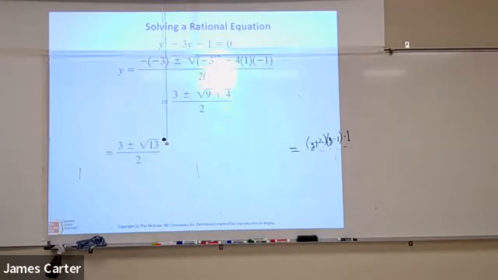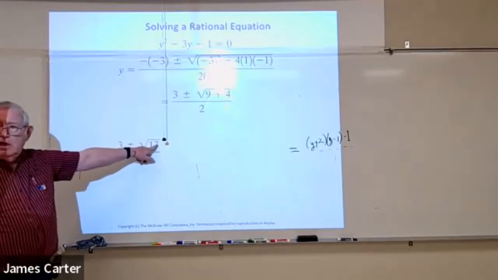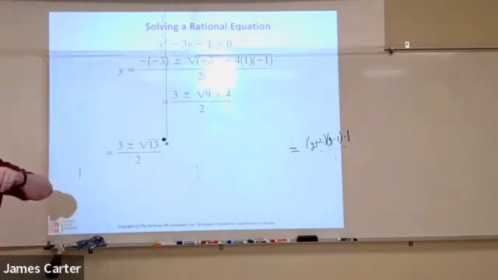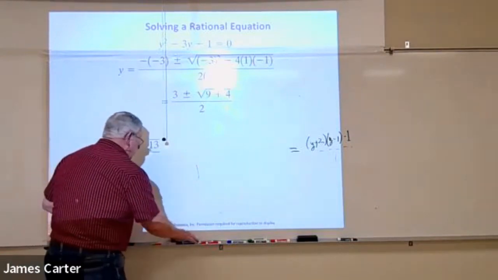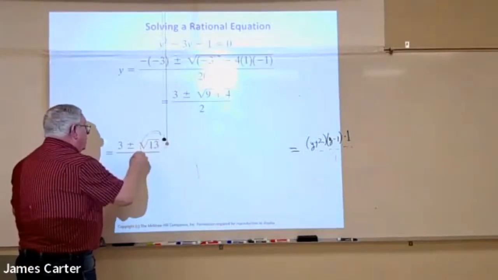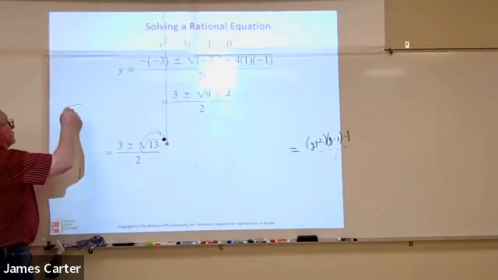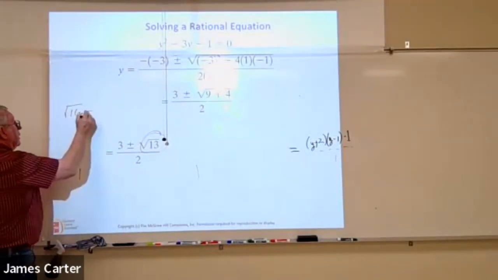What kind of an answer am I going to get? Pair of irrational numbers, because this thing isn't going to break down. It can be graphed, but it's ugly. Now, do I know what the square root of 13 is in my head if I had to graph this thing? No, but you know what? There's a way that I can get pretty close in my head. I'll show you. This thing right here. Square root of 16 is 4.